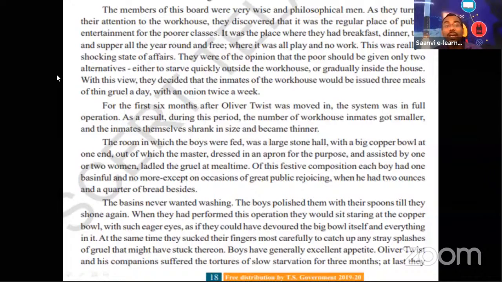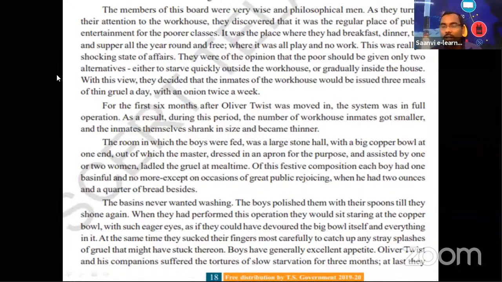As they turned their attention to the workhouse, when they observed the workhouse, where Oliver and the remaining orphan children stay, they discovered that it was the regular place of public entertainment for the poorer classes. They thought that this workhouse is a regular place for the general public, especially these parentless children. They come here and enjoy a lot.